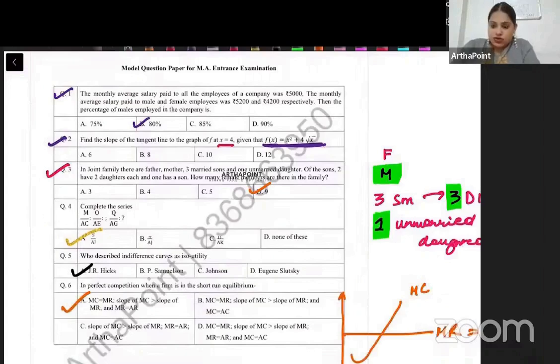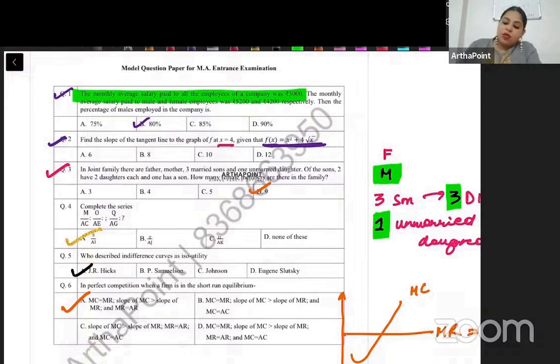Look at the first question. The monthly average salary paid to all employees was 5,000. The monthly average salary paid to male and female was 5,200 and 4,200 respectively. Then the percentage of male employed in the company is? Very easy question.